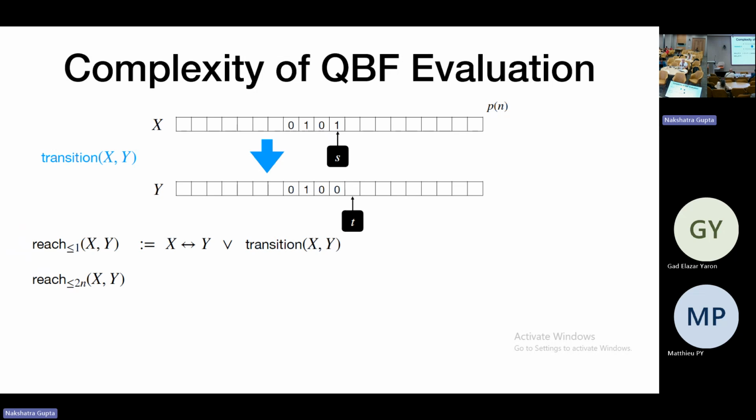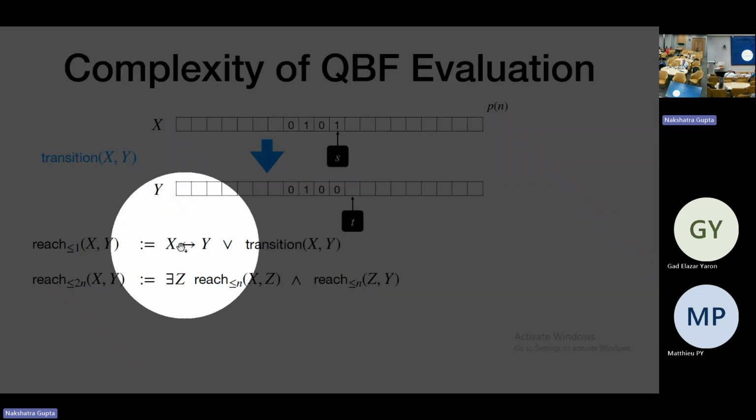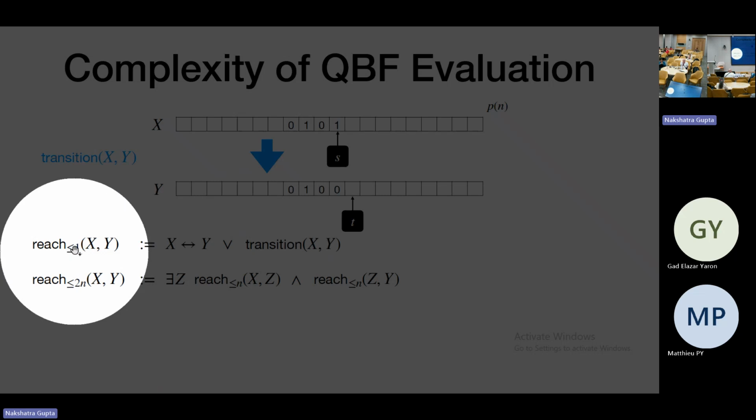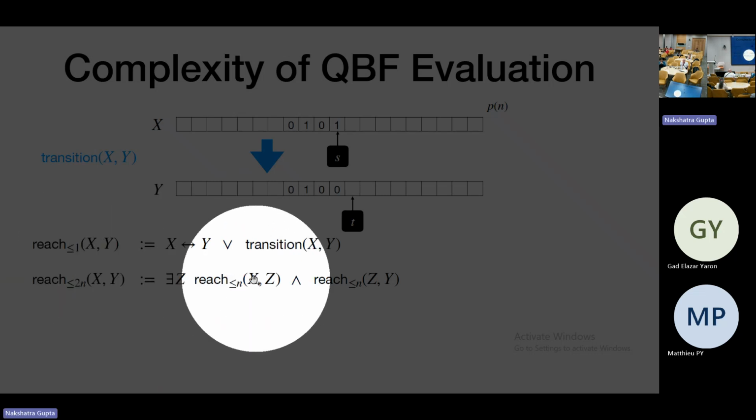Now, assuming that I have a formula for reach N, so in N steps I can go from the configuration encoded by X to the configuration encoded by Y, how do I get one for 2N? Well, I can say there has to be some configuration in the middle, Z, and I can go from X to Z, and then from Z to Y, right? So this is one way of defining that I can reach configuration Y from X in 2N steps, given that I have an encoding for reach N.